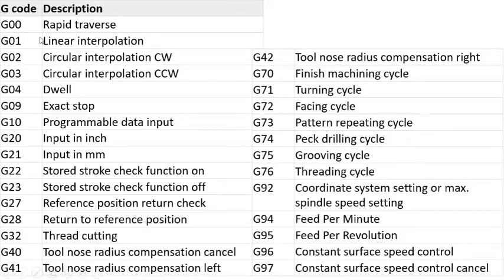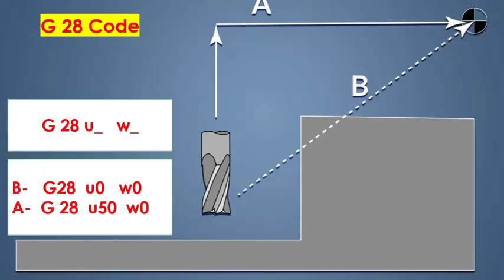Here you can see G00, G01, G02, G03. These are all standard G codes which are used for part programming of any other machining operations. Here in this list, G28 is most commonly used in CNC lathe operations. Let us see how G28 code is used. Here you can see the syntax for G28. So syntax for G28 is G28 U underscore W underscore, where U indicates X coordinate, whereas W indicates Z coordinate.